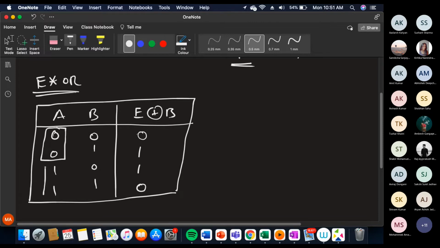If I make one of the inputs 1, what is my output? It is exactly the vice versa, or you can say the complement of the second input, right? So अगर 0 होगा तो 1 आएगा, अगर 1 हुआ तो 0 आएगा. Is that clear?